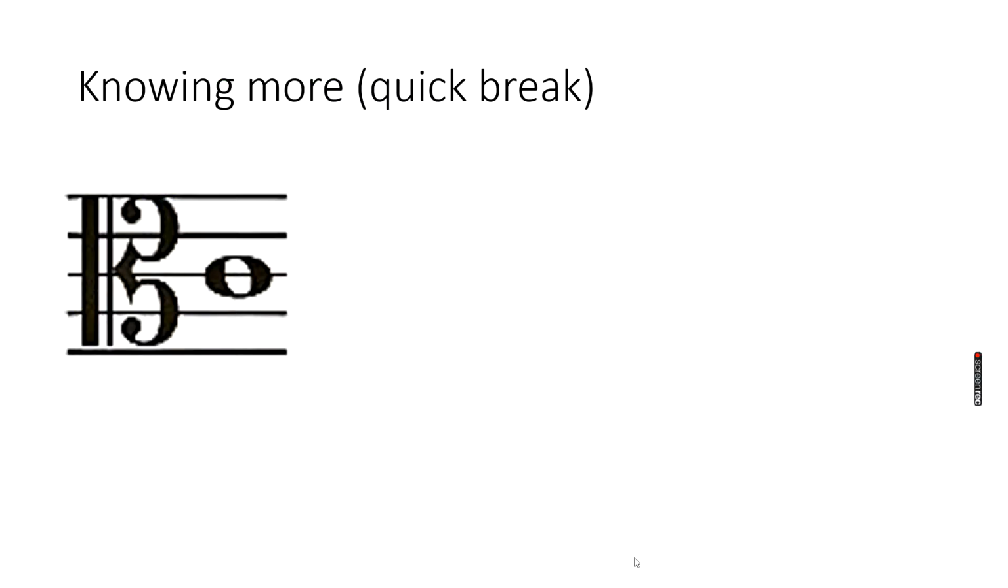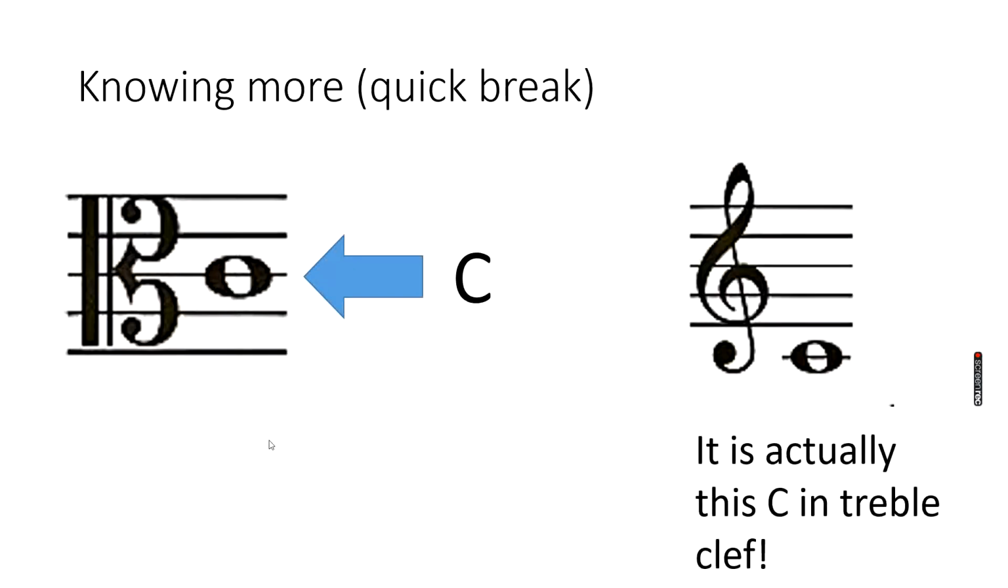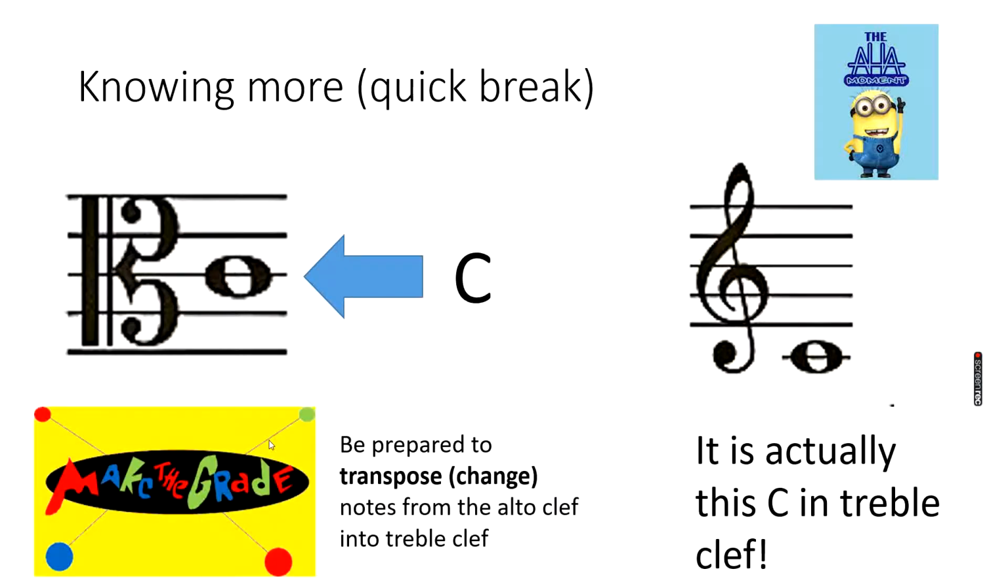Right, now we're ready to just have a bit of a quick break, but also to learn more in the process. Do you remember me saying the alto clef? It actually points to C, which in actual fact is this C in treble clef. We should be having an aha moment now. Aha. Now for you to make the grade, for you to get those high grades, in your exam you may be asked to transpose, which means change a note from alto clef to treble clef. Always remember, it points to C, and it is that C.